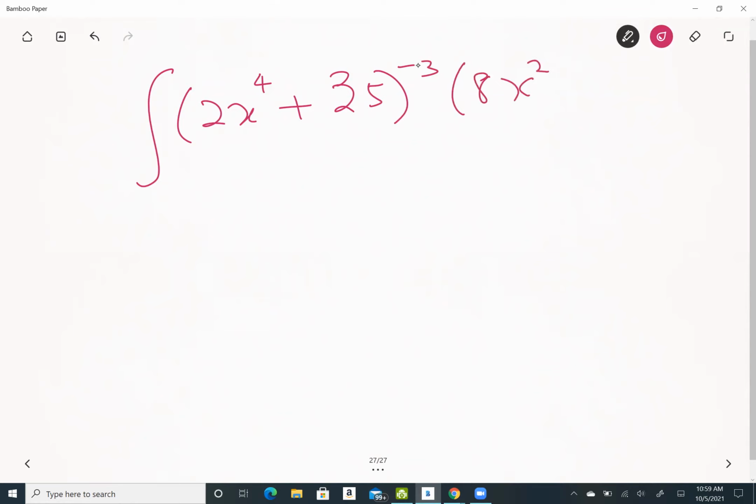Another possibility will be like this. Suppose you want to find the integral of 2x to the power of 4 plus 35 to the power of negative 3, 8x squared dx. Okay, now you get the u and then get the u prime.